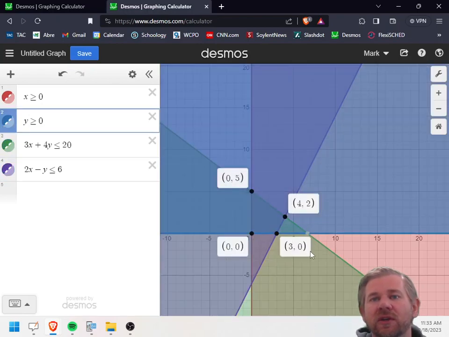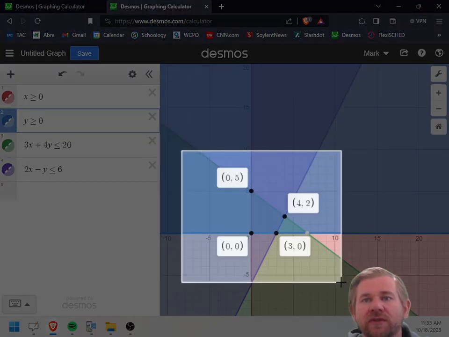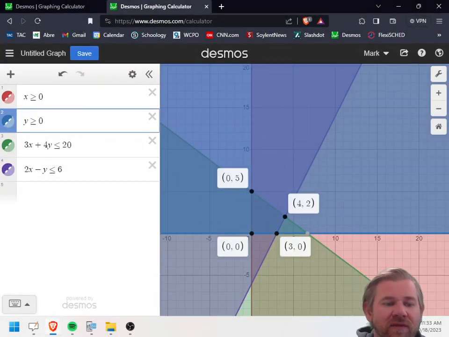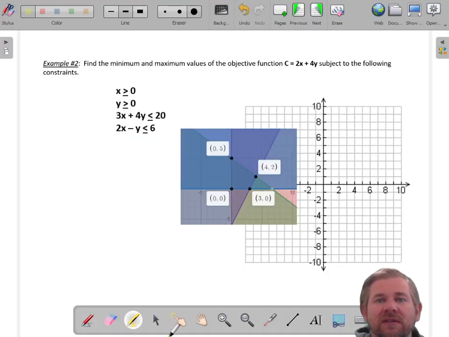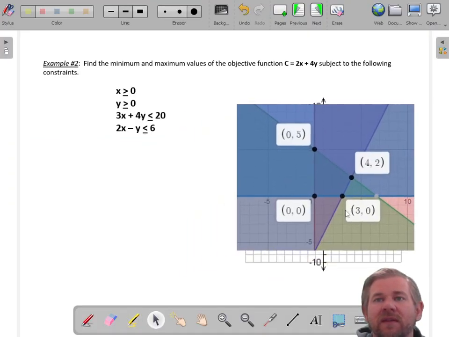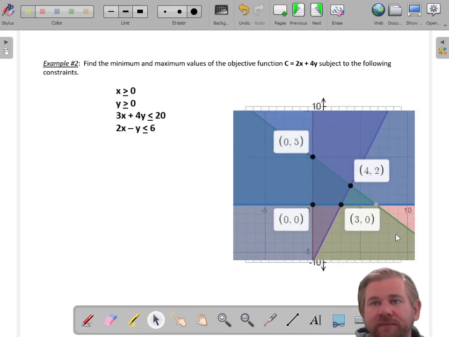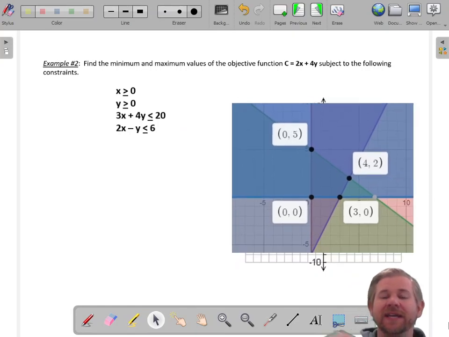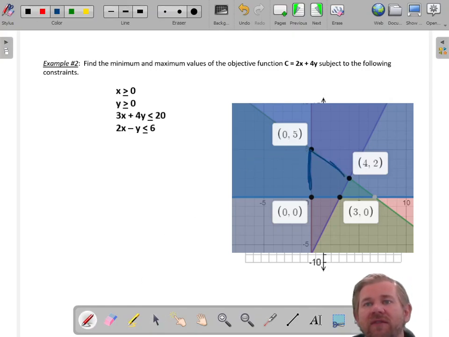The first thing you want to do is draw those vertices, because those are the vertices of what we call the feasible region. I'll just draw this here. This is all in the first quadrant. The first thing you need to do is find the vertices of the overlap. We call that the feasible region. It's right here. Now, you can test any ordered pair in here, and it will satisfy all four of these inequalities.